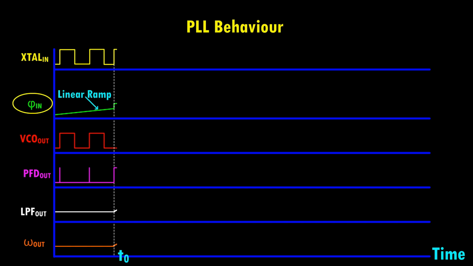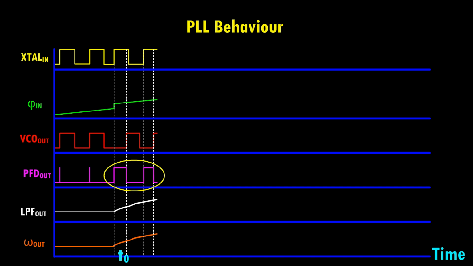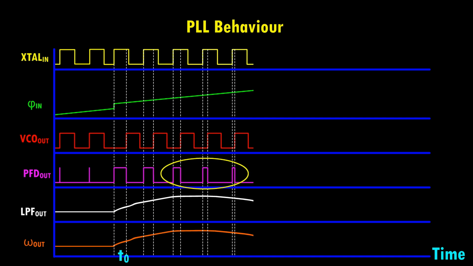At time t0, suppose a disturbance causes a sudden shift in the crystal oscillator phase. This phase error is detected by the phase frequency detector, which increases its output pulse width. The resulting higher duty cycle translates to a high DC voltage from the low-pass filter, causing the VCO frequency to rise. As the phase error decreases, the pulses narrow, eventually restoring the phase lock.